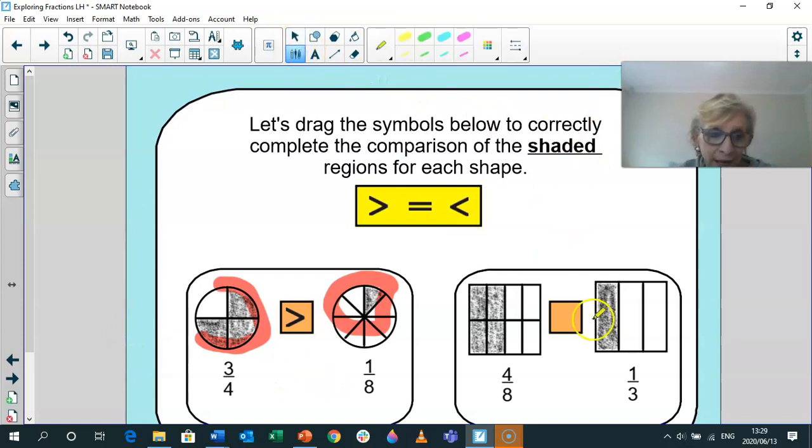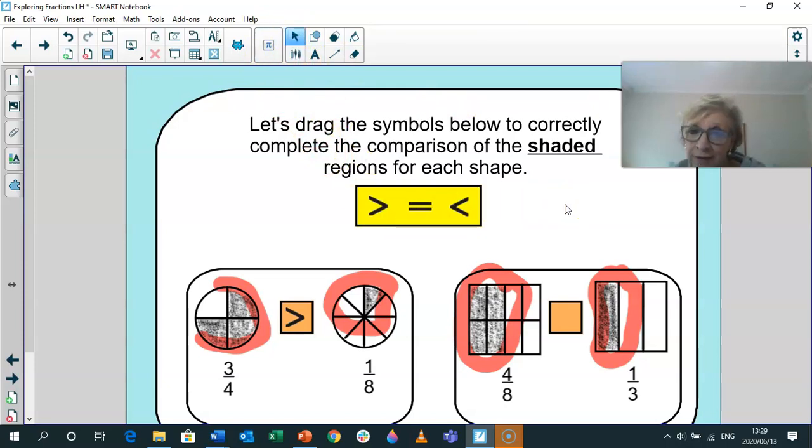And in this little diagram, I've got how many parts? I've got 8 here, 8 equal parts. 4/8 are shaded, so 4 out of 8, and 1/3 is shaded. Now, which one do you think is greater or smaller? Well, 4/8 is half, really, isn't it? And 1/3 is definitely less than half. So we have to say that this one is greater than that. So 4/8 is greater than 1/3.